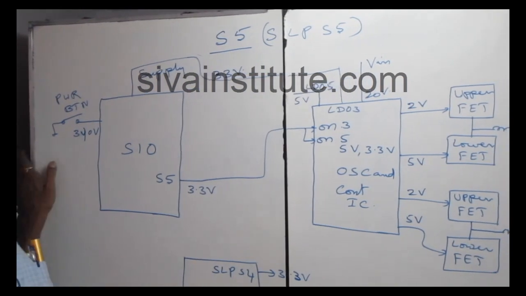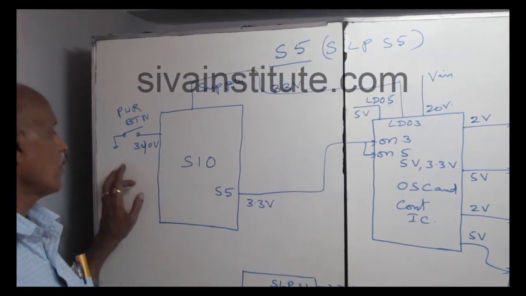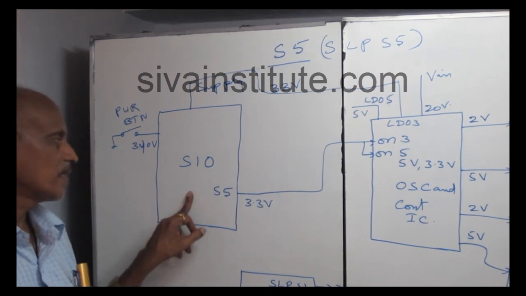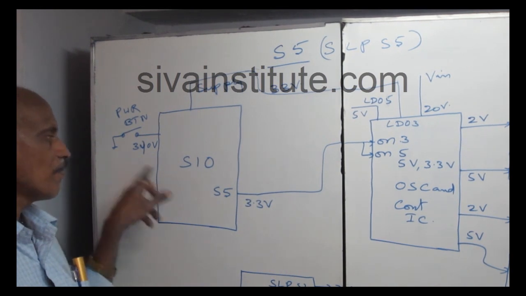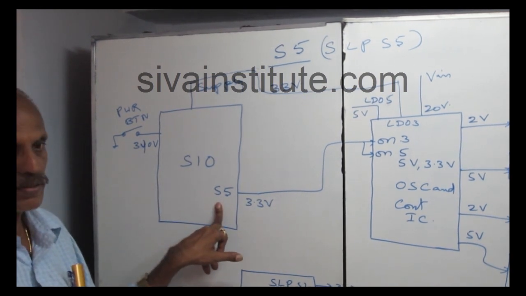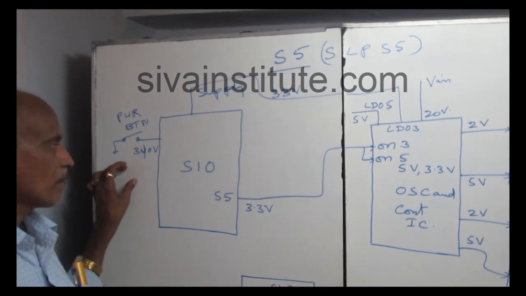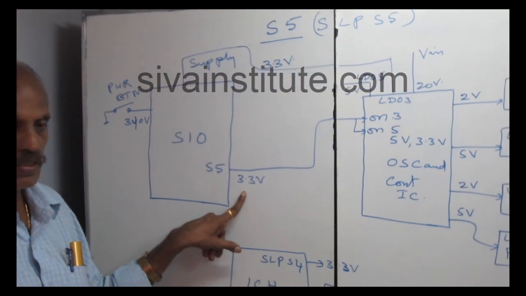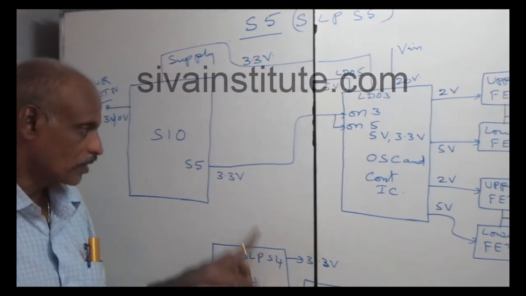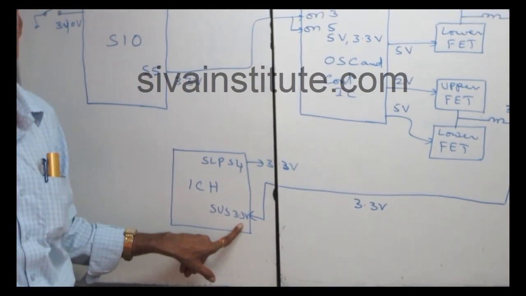SLP S5, or the S5 command. At this starting point, when you press the power button, this voltage is released by the SIO chip. After pressing the power button, if there is no voltage at this point, you should change the chip. When you press the power button, this voltage will be released by the SIO chip, 3.3 volts. This is the input. The output voltage goes to ICH suspend 3.3 volts.